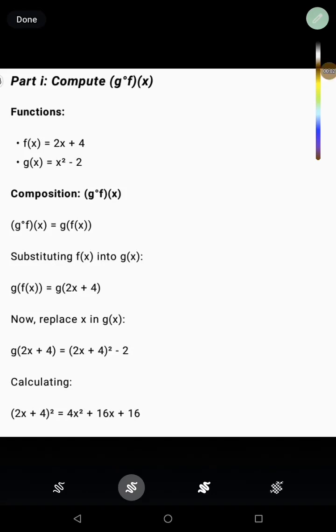The next one we want to find here, they give us a function f of s to be 2x plus 4 and another function g of s to be s squared minus 2. Now we want to find, they said number one, compute g of f. That is g compose f.